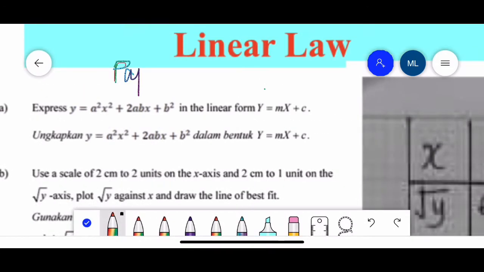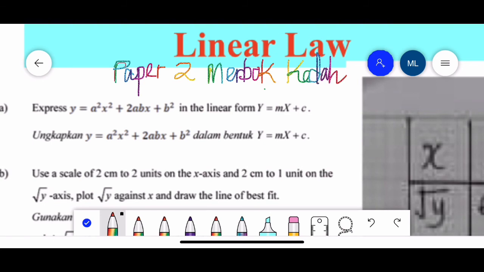For the SPM exam paper 2, actually you have one very easy question, which is linear law. So all of you must attempt this question, even though it's a bit time consuming. You need to keep on practising so that you can go fast, and it's actually the easiest question for you to score marks, right?